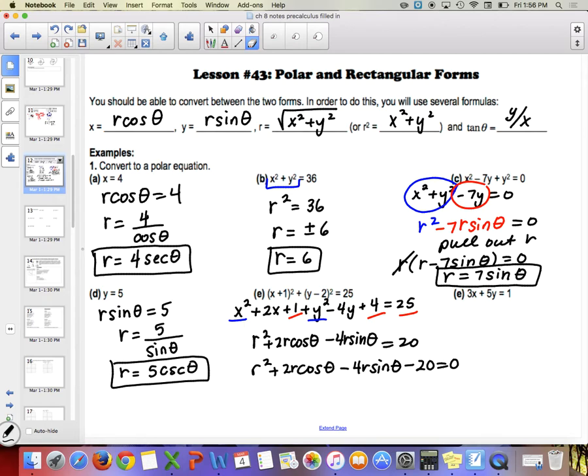All right. So this next one. If I have 3x plus 5y equals 1, so we're going to do 3 r cosine of theta plus 5 r sine of theta equals 1.